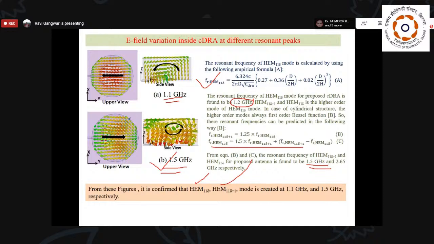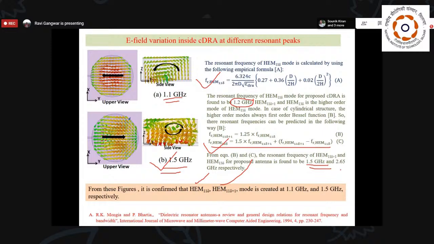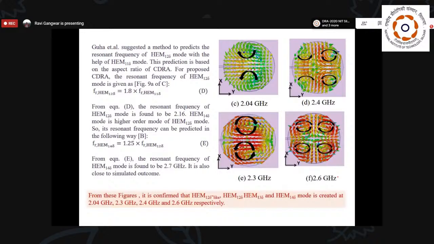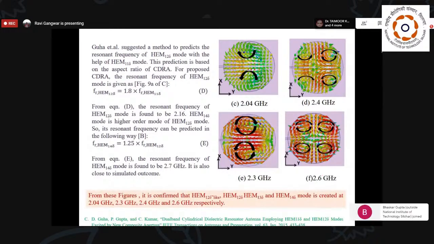Now I go to the next condition, where I have to see the HEM13δ mode. So when I use this mathematical expression for calculating the HEM13δ mode, I found that it is basically 2.65 gigahertz. Then I have analyzed all the field distributions at the different peaks with respect to our S parameters. So I found that I am able to generate HEM13δ mode at 2.3 gigahertz, which is very close to our theoretical analysis. And from your field distribution, it is confirmed that we are able to get your HEM13δ mode here.